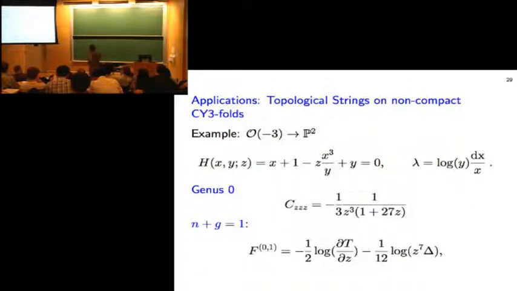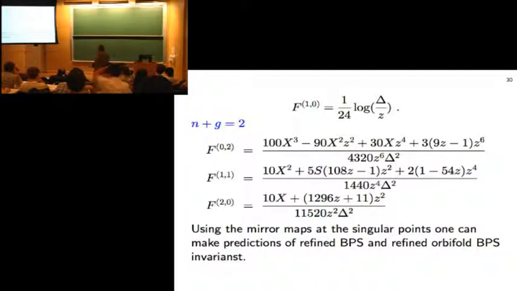And now there are some applications. So the applications are basically topological string and non-compact threefolds. An example from this paper with Mingxing was just O(-3) over P2. And then this mirror curve is parameterized by x and y. This is the modulus. This is the holomorphic differential. And then in genus 0, we can, for instance, write the Yukawa couplings. And for higher genus, we have now the genus 1 function, and the n equal 1 function. And that means now that you can take the holomorphic anomaly equation and write immediately down the higher g pieces.